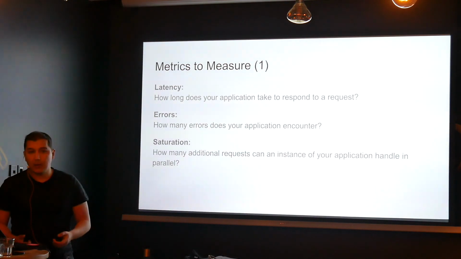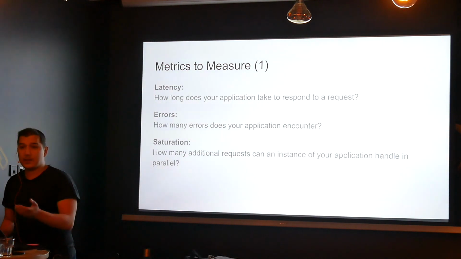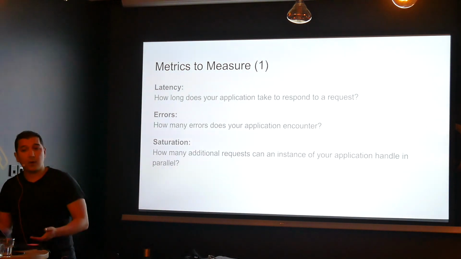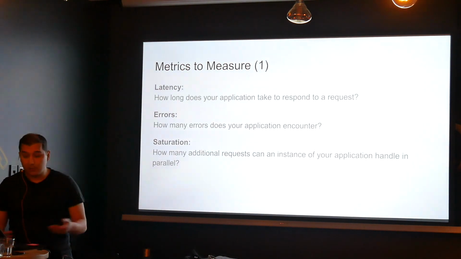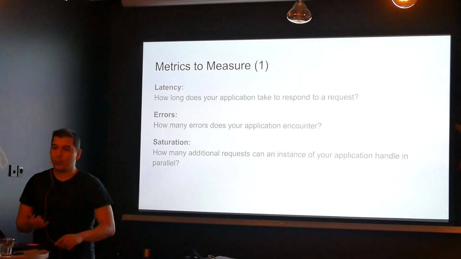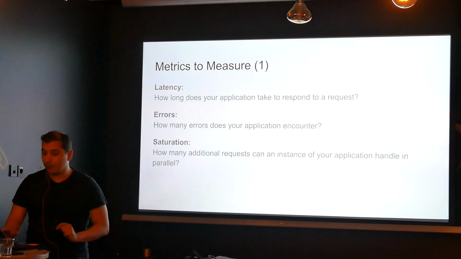Latency is quite obvious. It doesn't have to be, by the way, request latencies. There are some other types of latencies. Errors can be HTTP codes or exceptions in the application itself. And saturation is how much utilization you have, either network, CPU, memory, whatever.